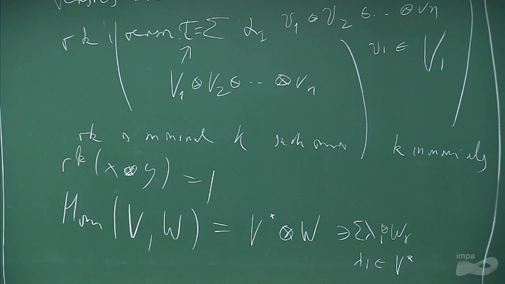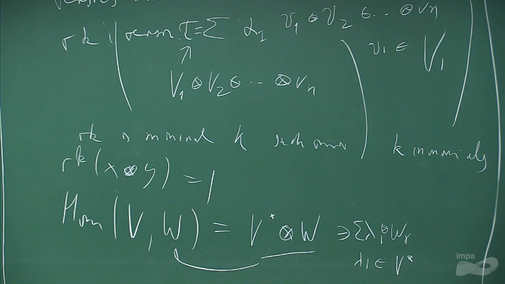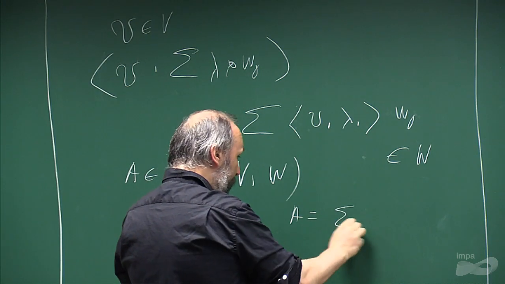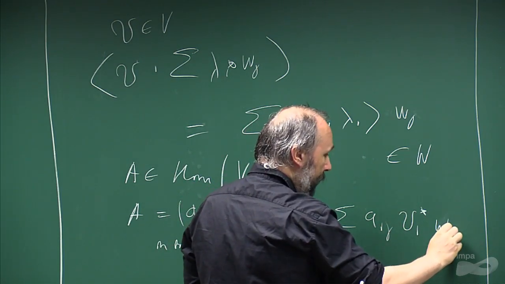This gives you a map from this space to that space, because this belongs to W. The dimensions are the same, and it's clear that if you write A, a homomorphism from V to W, as a matrix a_ij in the bases vi of V and wj of W, then A corresponds to a tensor, the sum over i, j of a_ij times the element of the dual basis vi star times wj.